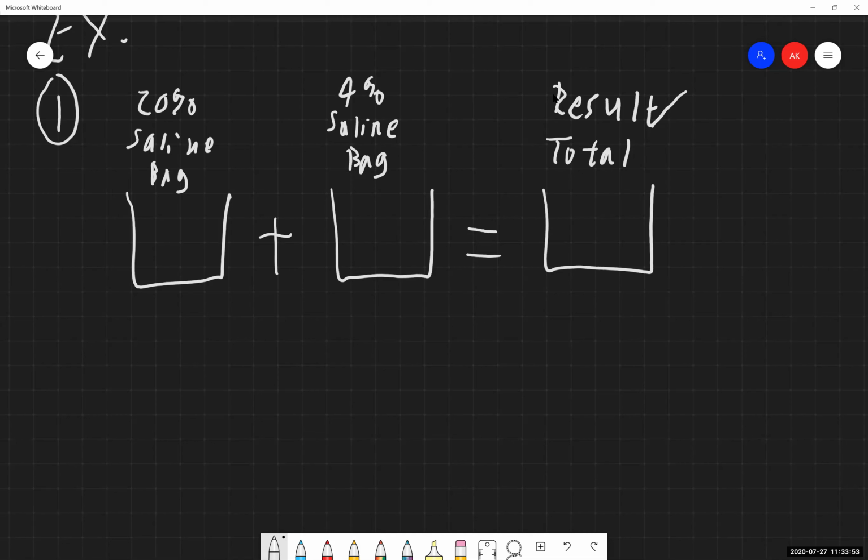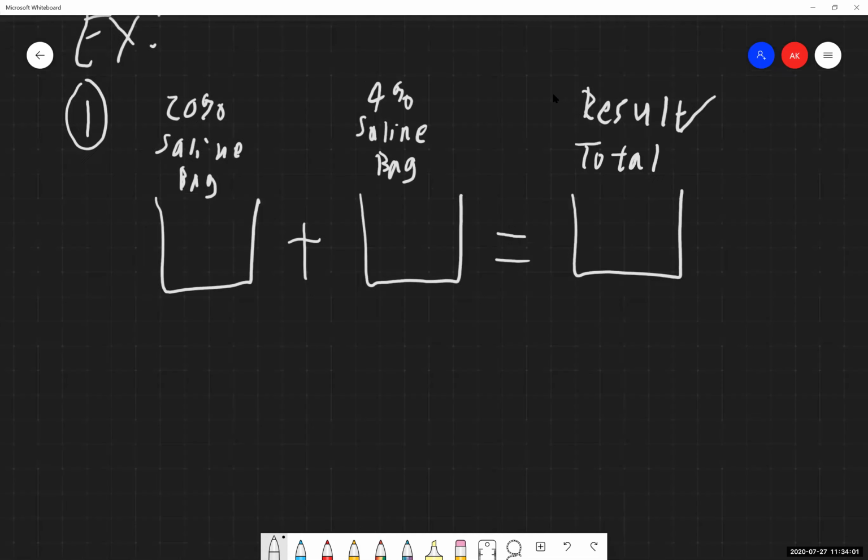So that's just how we know that some amount of the 20% bag and some amount of the 4% bag is going to give us a result. Now we need to label off to the side of these what is going to be represented inside the bucket and what is going to be represented below the bucket. I'm choosing to have inside the bucket represent the amount of each thing that I'm working with.